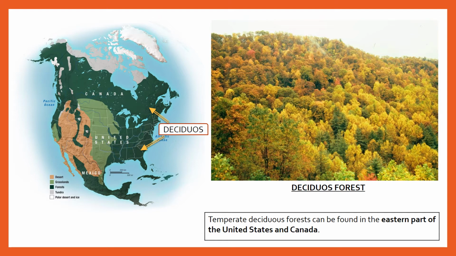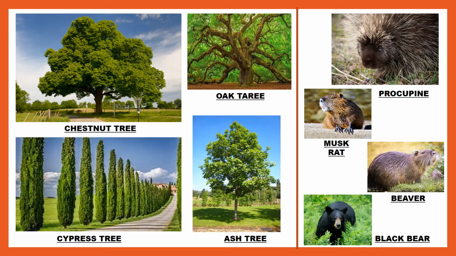Northern part is cold and the southern part of the region remains warm. Winters are cold but summers are warm, and rainfall occurs usually in summer. These temperate deciduous forests can be found in the eastern part of the United States and Canada. The trees found here shed their leaves in autumn, for example, cypress tree, oak tree, ash tree, and chestnut tree.